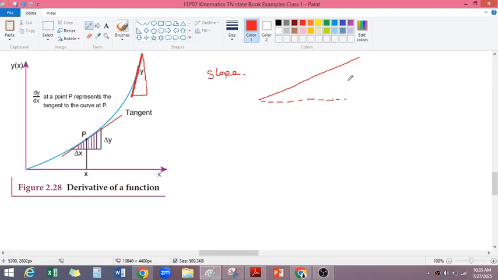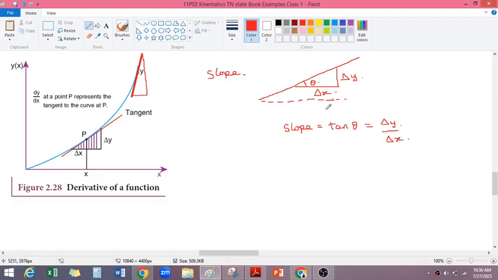So slope is defined as, you take a small triangle, as shown here. How much y is increasing for a given increase in x. That is what is called slope, delta y by delta x. If the angle is theta, then slope is equal to tan theta. What is tan theta? Delta y by delta x, opposite by adjacent. This is what we call slope.